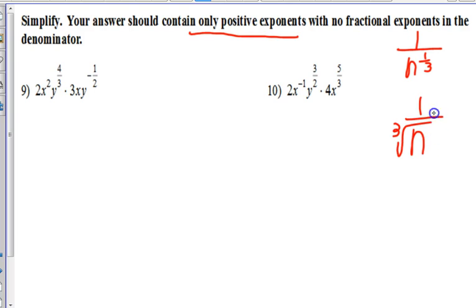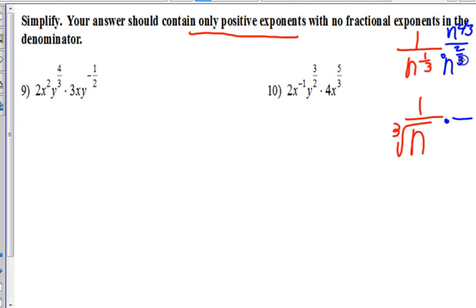People want to cube the top and the bottom to get rid of that. That changes the number, right? If I take a random number and I decide, oh, I'm going to cube the top and the bottom, that changes the number, okay? The only thing I'm allowed to do is multiply by a form of 1. This gets a little confusing. Okay, do this easy example before we get to the hard ones. What you're going to do is multiply by n to the 2/3.